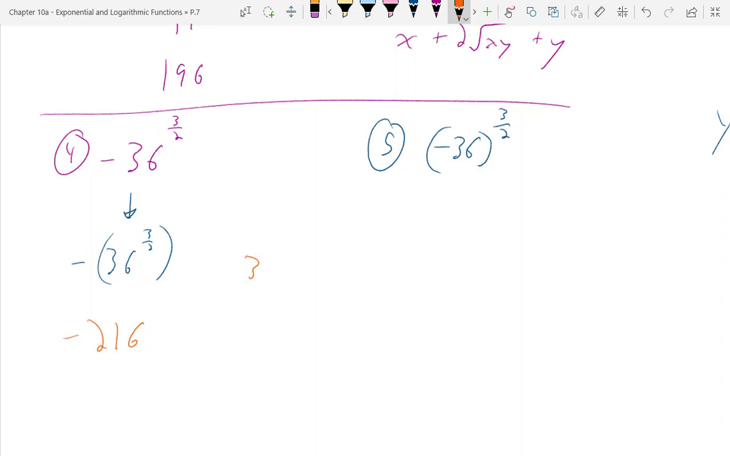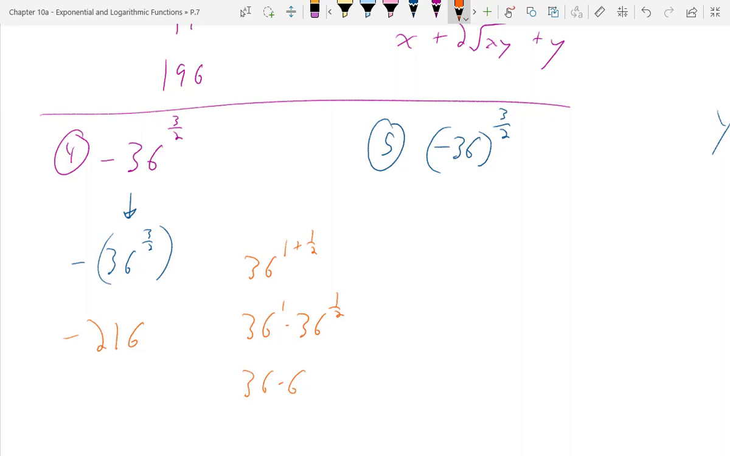Something worth noting is if I'm doing 36 to the 3/2, that's 36 to the 1.5. And 1.5 is 1 plus a half, which is the same thing as 36 to the 1 times 36 to the 1/2. This is going backwards with your rules. When you multiply with the same base, you add the exponents. So I'm completely working my way backwards from there. This is 36 times 6. And that's actually what's happening when you do that.